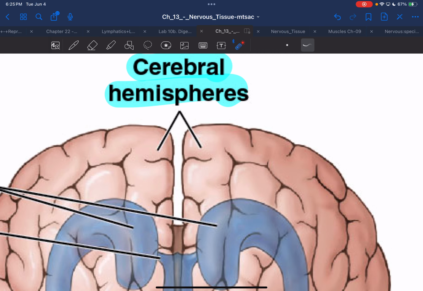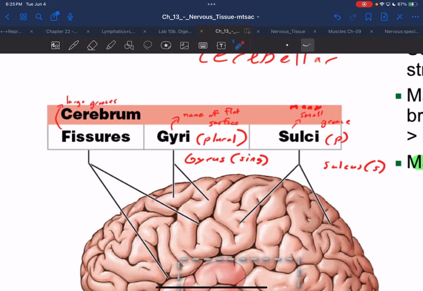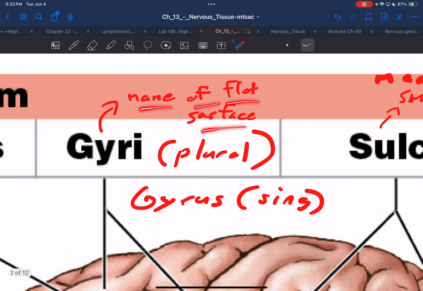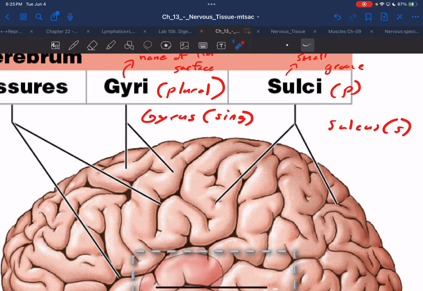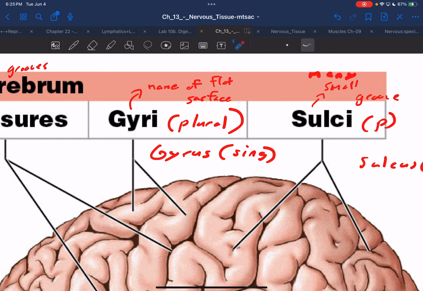The last word you have on your page is gyrus. That's going to be the surface, not the grooves. And so we finish up that little segment with gyrus, the name of the flat surfaces that are in between the grooves. In other words, all of these flatter regions, gyrus. Gyrus is singular, gyri is plural. And it's pronounced with a J, gyri.